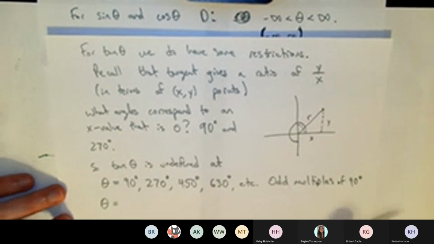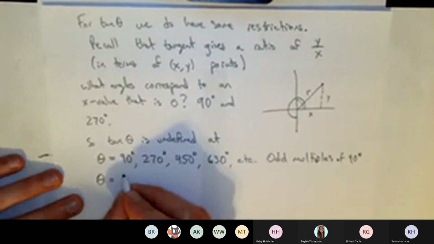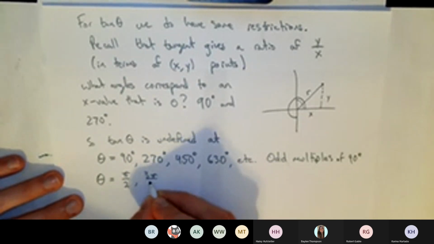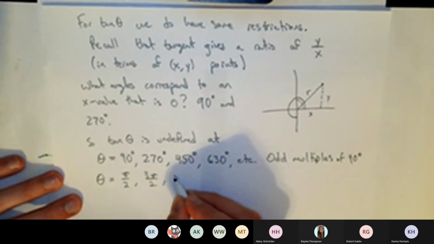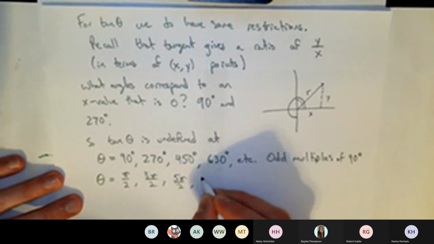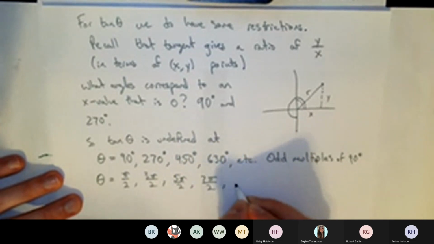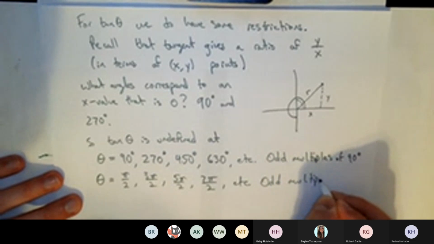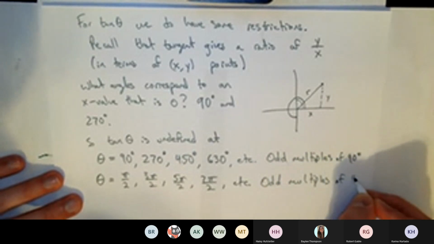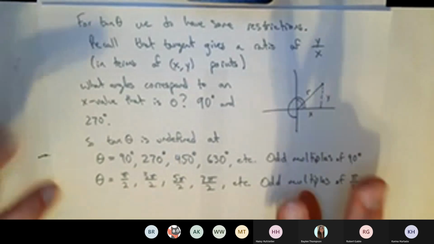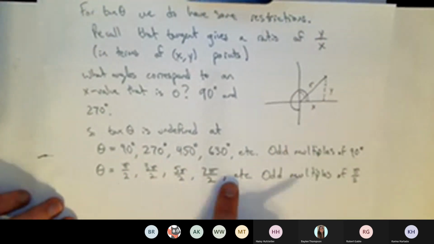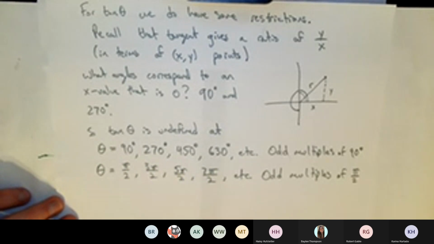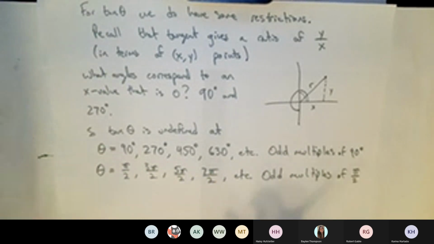Now, in terms of radians, since we like to be comfortable with radians too, 90 degrees is pi over 2. 270 is 3 pi over 2. It's easier to see the odd multiples happening here. 5 pi over 2, 7 pi over 2, etc. Odd multiples of pi on 2. It's easier to see in terms of radians. You literally see 1 pi on 2, 3, 5, 7 pi on 2, 9 pi on 2, etc.